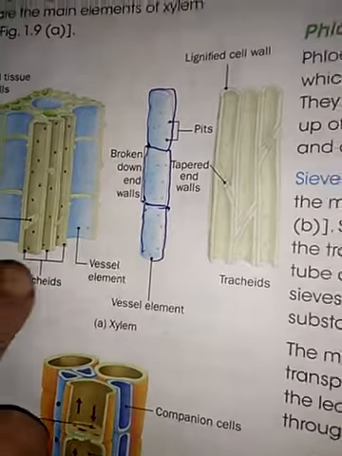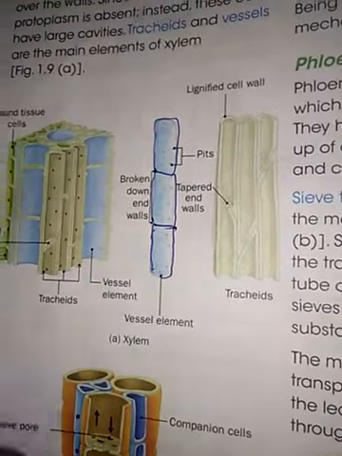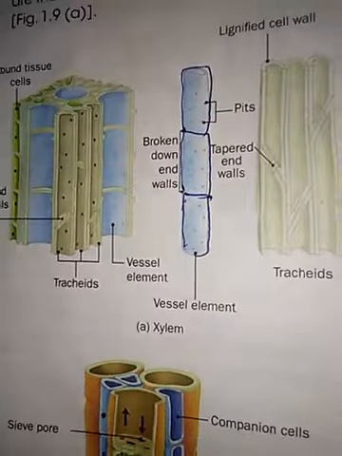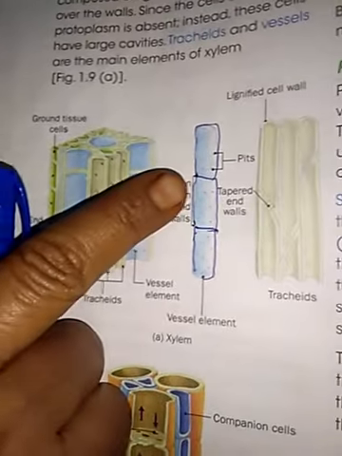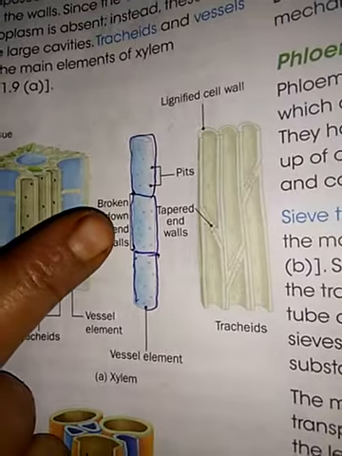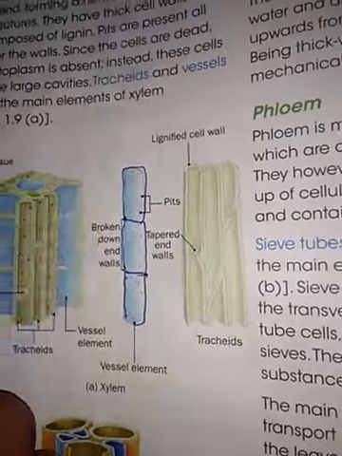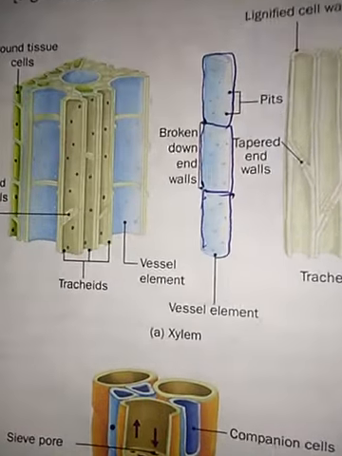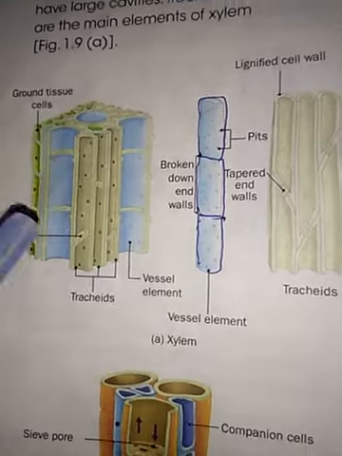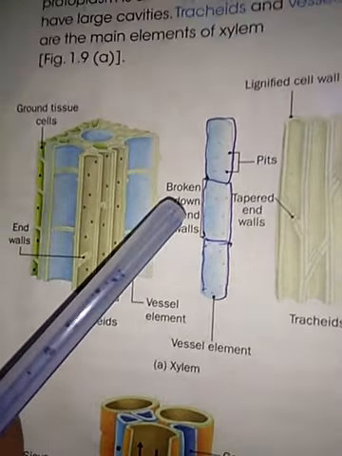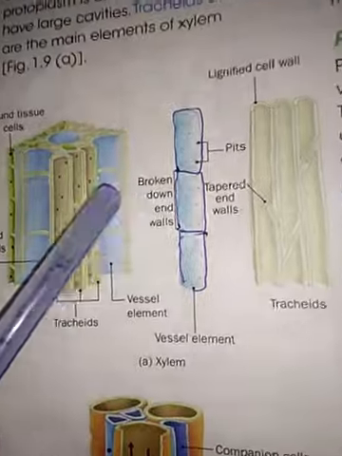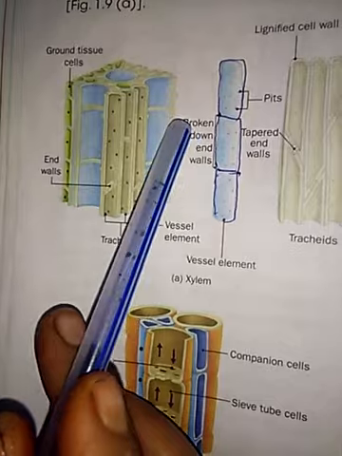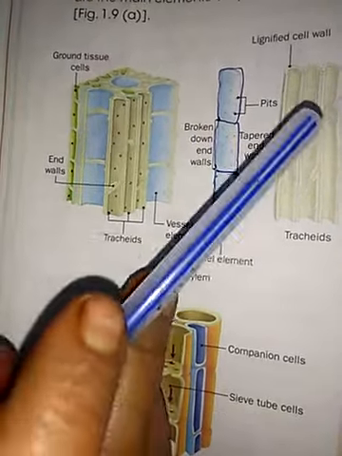In the cell, protoplasm is absent. In our body cell, protoplasm is present, but in the xylem cell, protoplasm is absent. Instead of protoplasm, large cavities are present here.